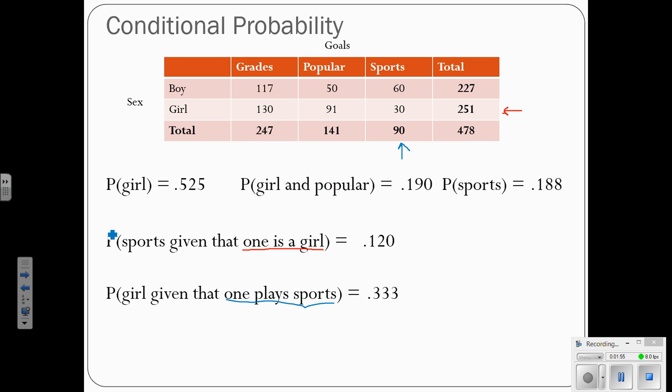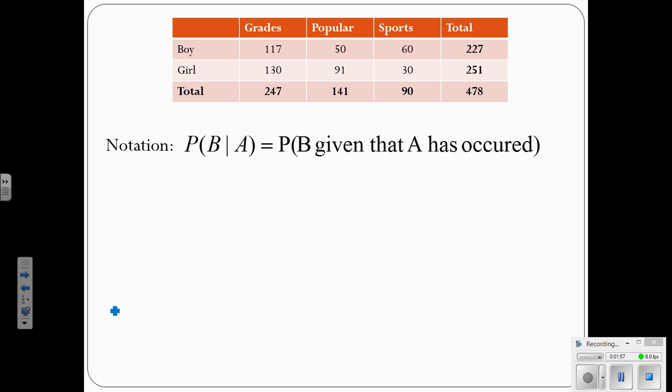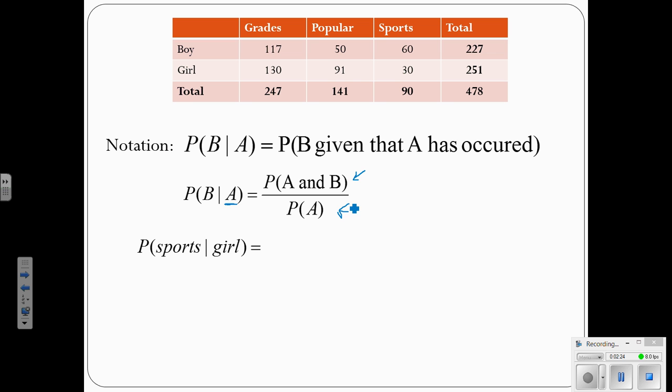So these bottom two problems right here are what are called conditional probabilities. The notation for conditional probability is P(B | A), with that vertical line, and that's translated as the probability of B given that A has occurred. The formula for this: you take the probability that both occur at the same time, the A and B, and divide by the probability of A. If you look very carefully, whatever comes second in your condition is the probability that's in the denominator. So for us, probability of sports given that it's a girl, we'd want the probability of girl and sports over the probability of a girl.